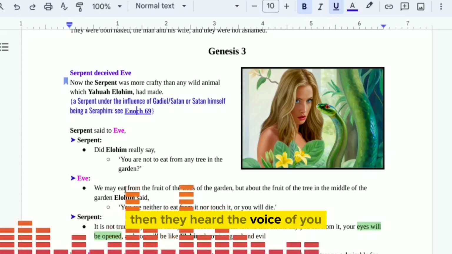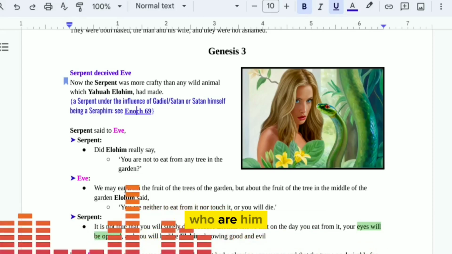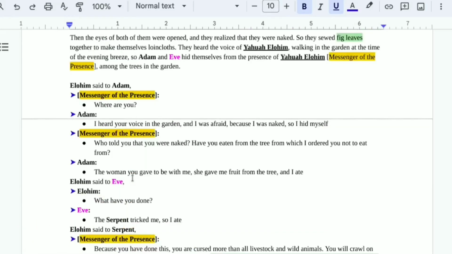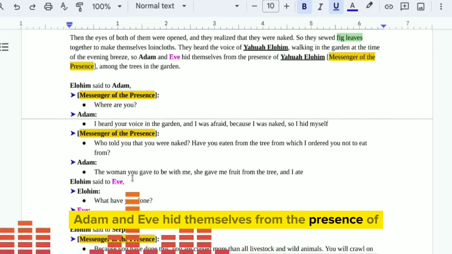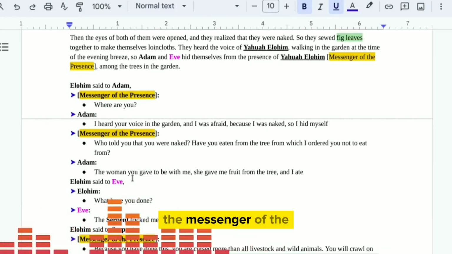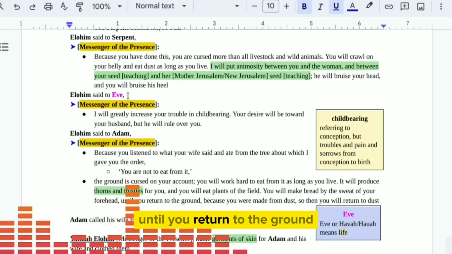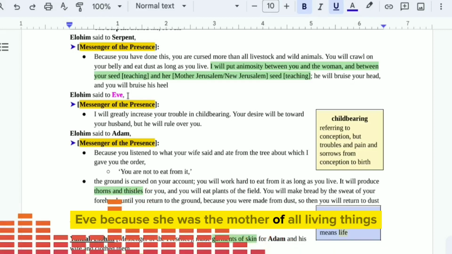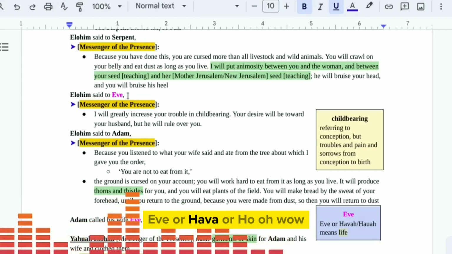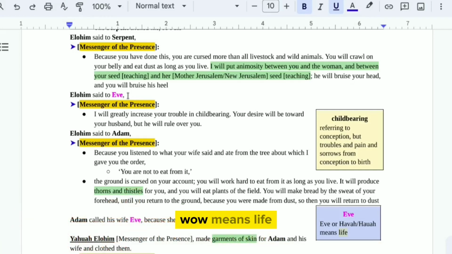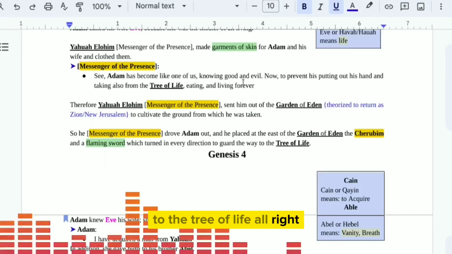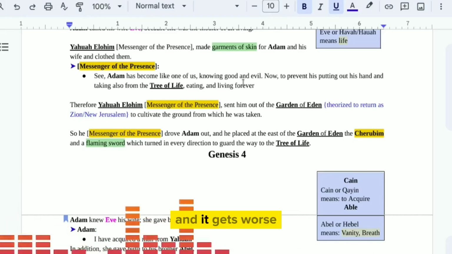Then they heard the voice of Yahuwah Elohim walking in the garden at the time of the evening breeze. So Adam and Eve hid themselves from the presence of Yahuwah Elohim, the messenger of the presence, until you return to the ground, because you were made from dust, so then you will return to dust. Adam called his wife Eve because she was the mother of all living things. Eve, or Hava, or Hawa, means life. That's cool, because Hawa, Yahuwah. Okay. Alright, and that was Genesis 3, and it gets worse.